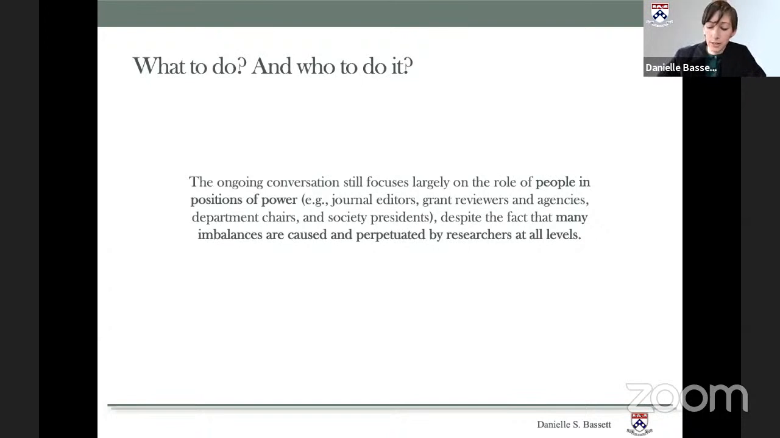It's interesting, actually, when you go through some of this literature, to realize that the ongoing conversation, both in the field and around conference room tables, is focusing on the role of people in positions of power. So journal editors or grant reviewers in agencies or department chairs or society presidents, despite the fact that many of the imbalances that are observed are caused and perpetuated by researchers at all levels, including me. I'm not a department chair. I'm not a grant agency. I'm not a society president.